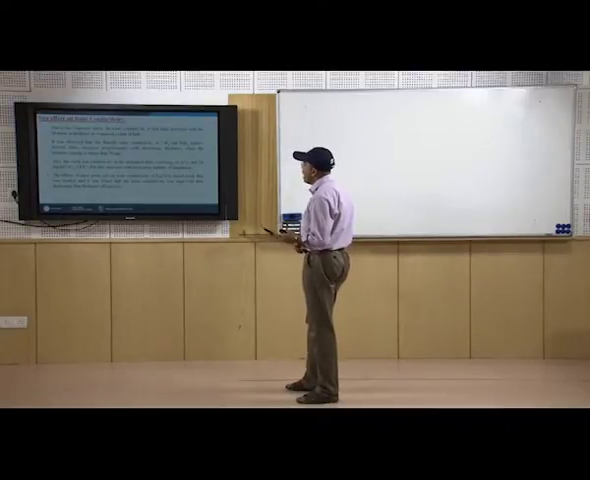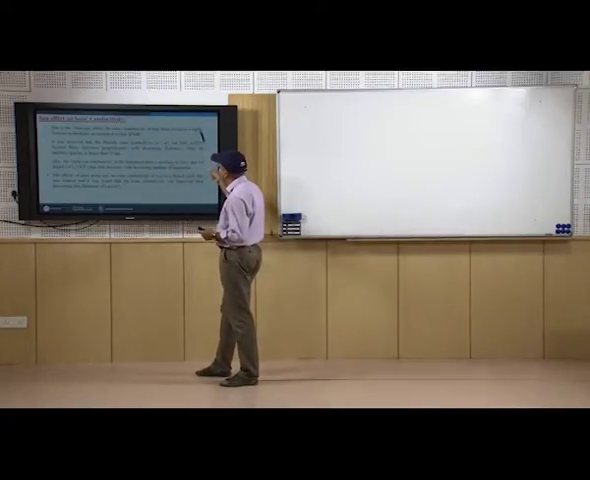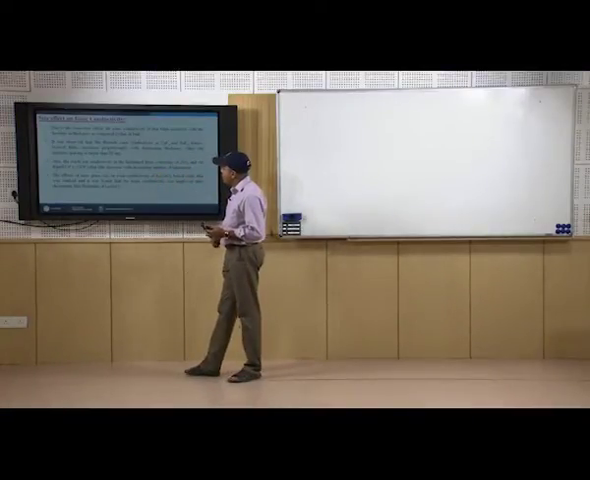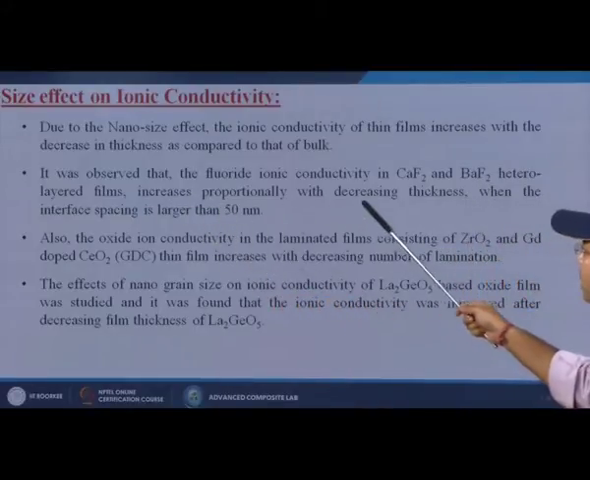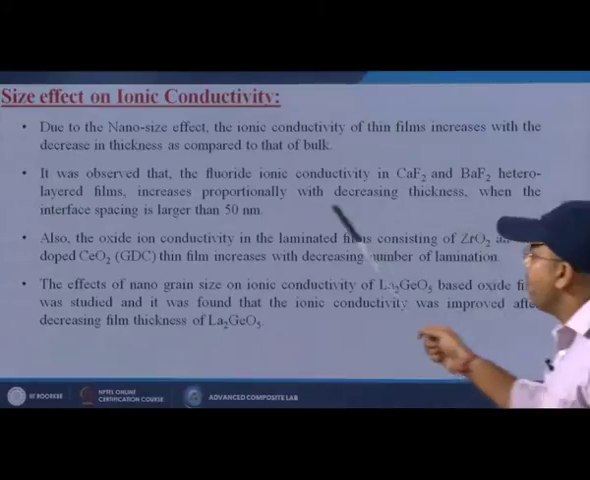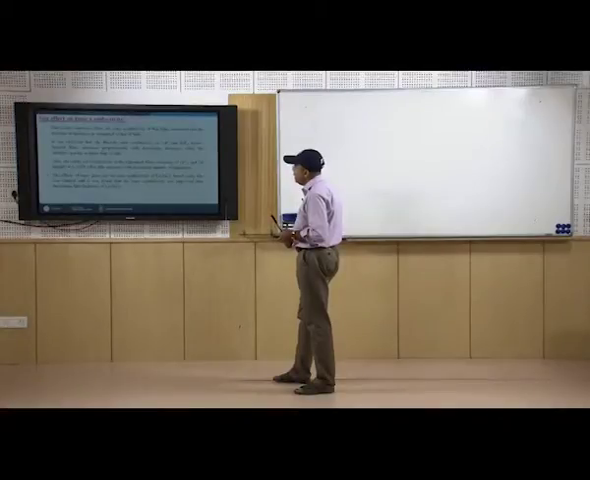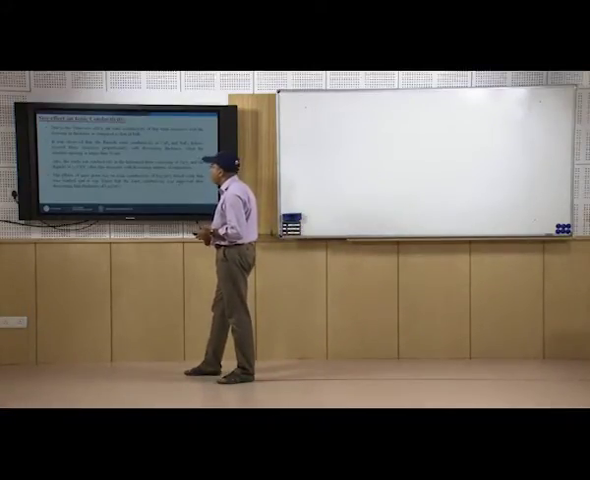Then, size effect on ionic conductivity. Due to the nano size effect, the ionic conductivity of thin films increases with the decrease in thickness as compared to that of bulk. It was observed that the fluoride ionic conductivity in calcium fluoride and barium fluoride heterolayered films increases proportionally with decreasing thickness when the interface spacing is larger than 50 nanometer. Also, the oxide ion conductivity in the laminated films consisting of zirconium oxide and gadolinium doped cerium oxide thin film increases with decreasing number of laminations.